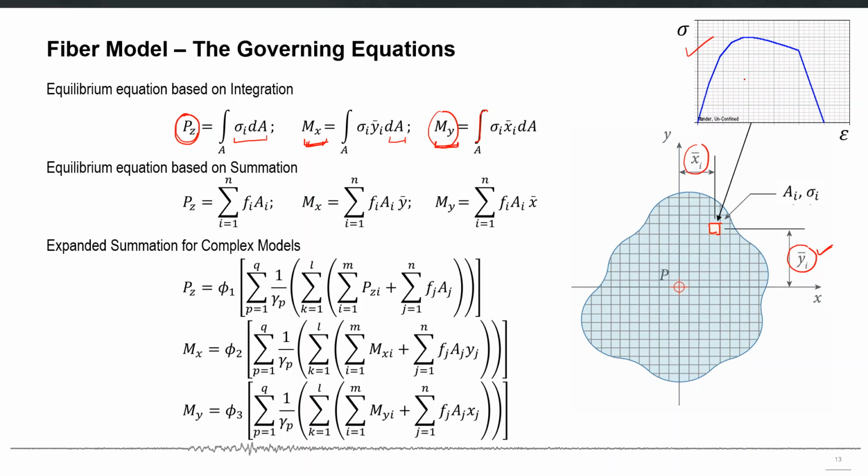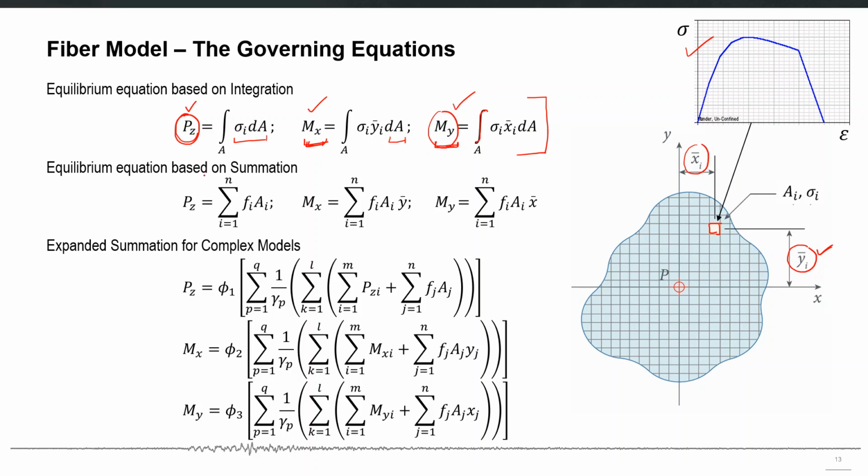So software doesn't recognize concrete or steel or any other material by name. Any material in software is just a stress strain relationship, and that will be used to compute the stresses and then convert it into forces, and then these forces can be summed up to calculate the total axial force in the cross section. And if you take the moment of those forces about the centroidal axis, you will get the moments in x direction or in y direction. So these are the underlying governing equations for fiber cross sections.